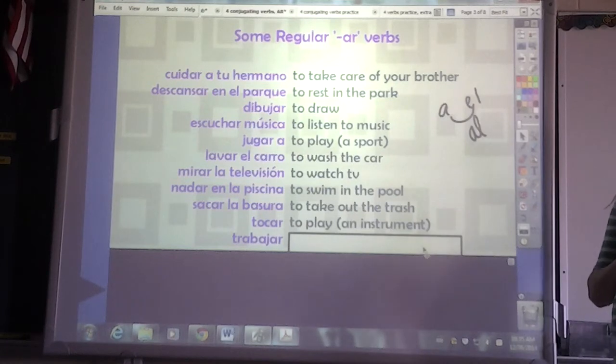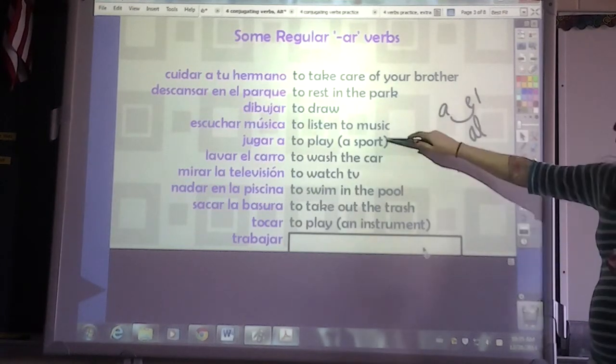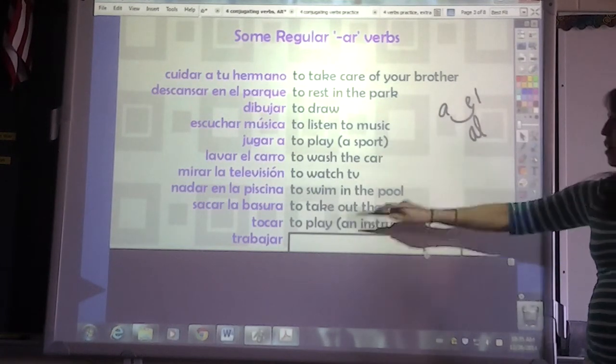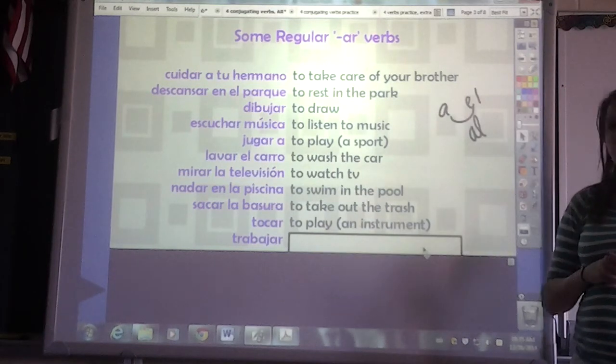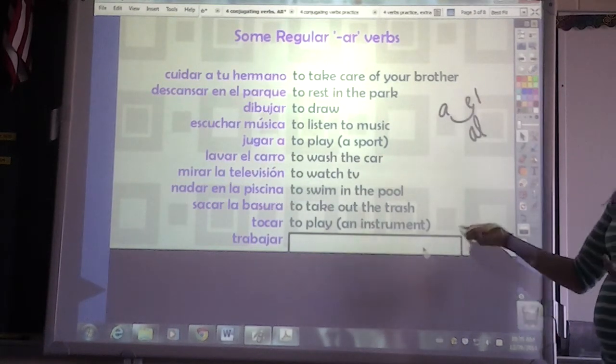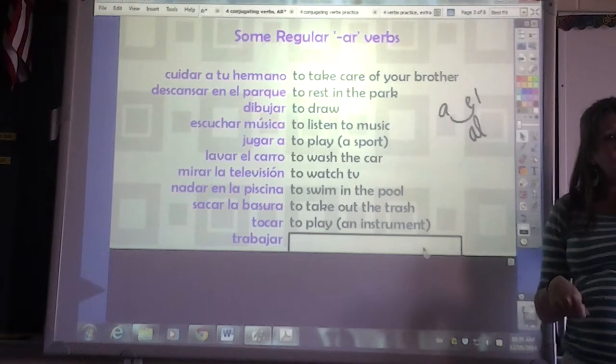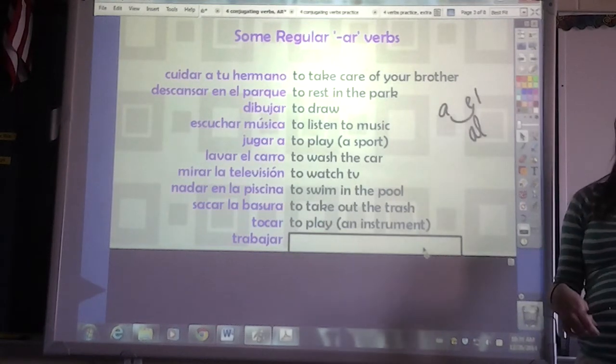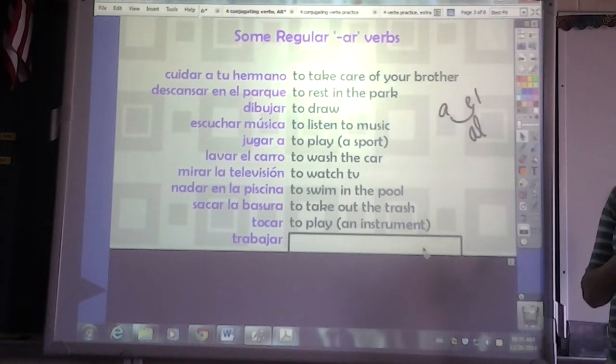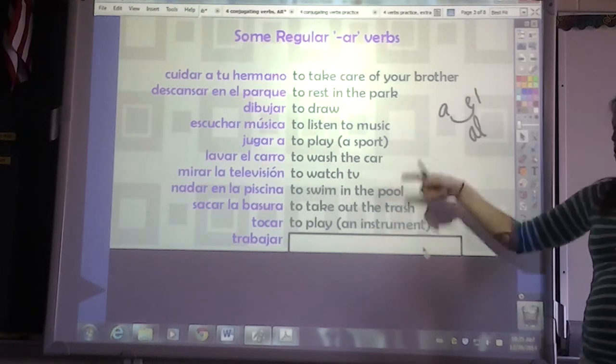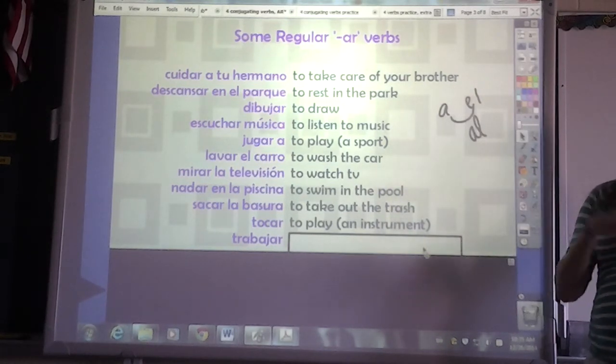Tocar is to play an instrument. Now we had to play a sport, jugar, to play an instrument, tocar. Don't forget to include the instrument. So if you play the guitar, it would be tocar la guitarra. You cannot use these interchangeably, okay? Jugar is to play sports, tocar to play instruments. They're different.